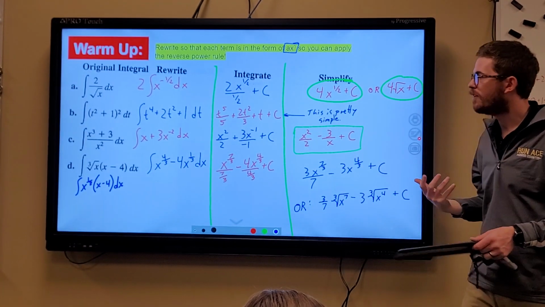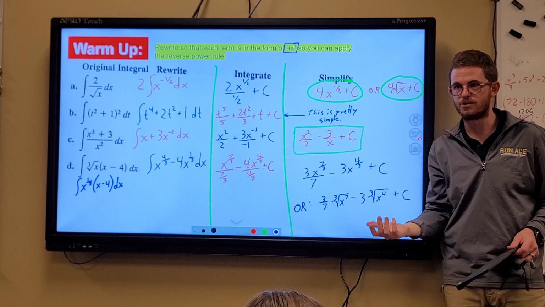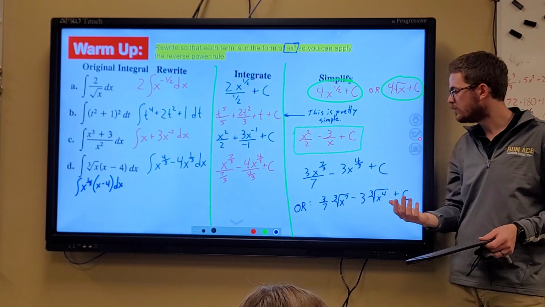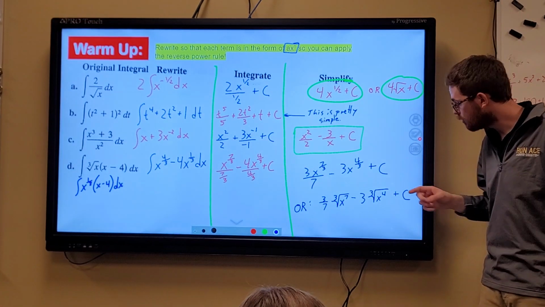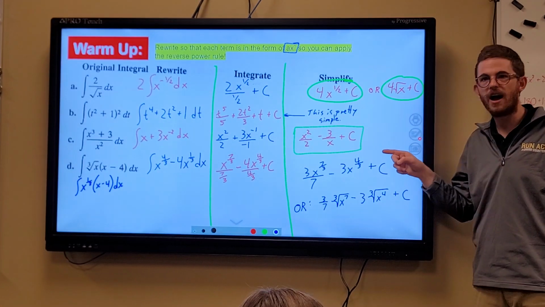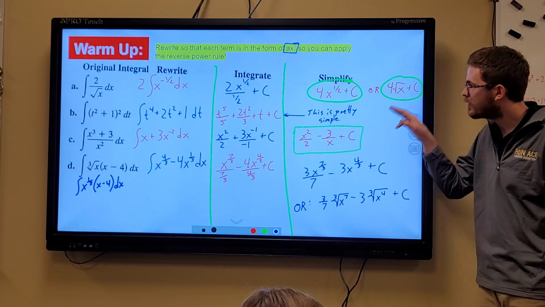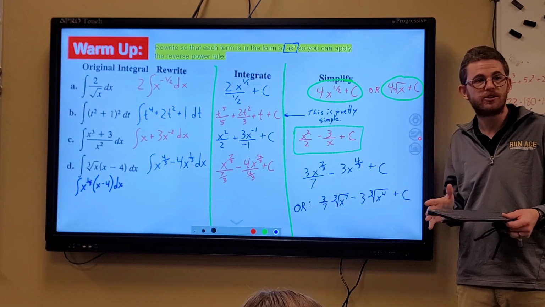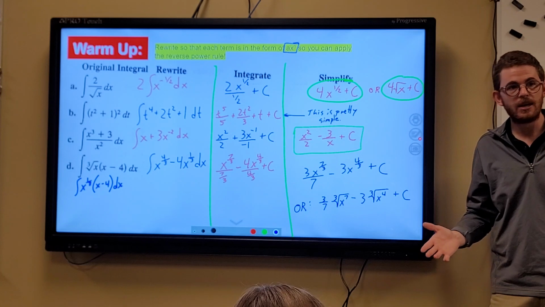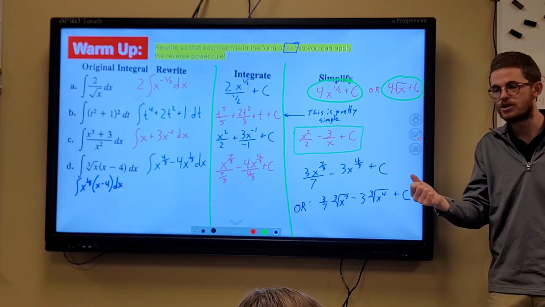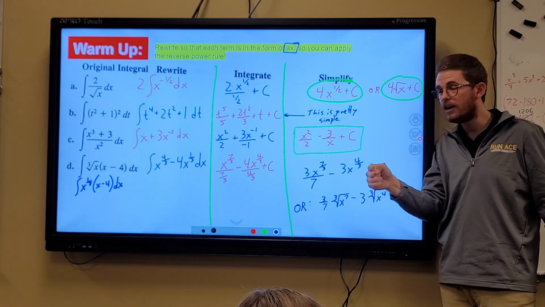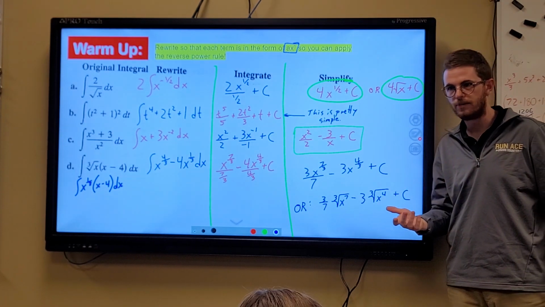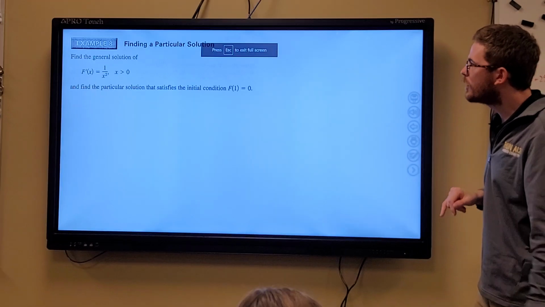Today we're going to look at finding particular solutions for indefinite integrals. The difference is, with a particular solution, we're going to actually find a specific value of c. Because c is obviously, as we've talked about, representing any constant. But a particular solution is going to be a very specific answer. It's going to be a very specific function that the problem is looking for. So let's look at a problem.